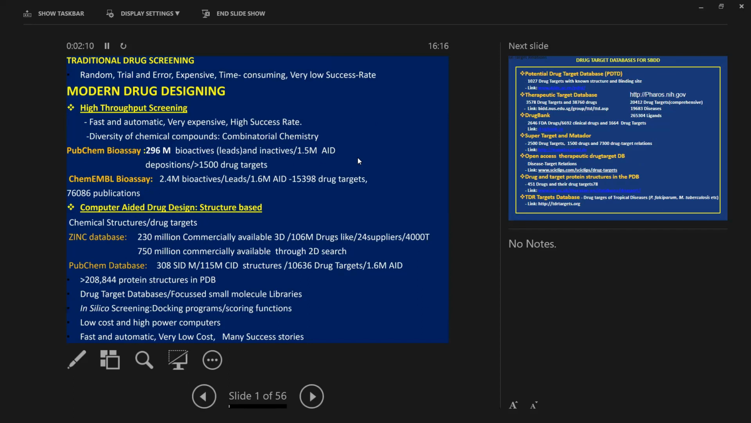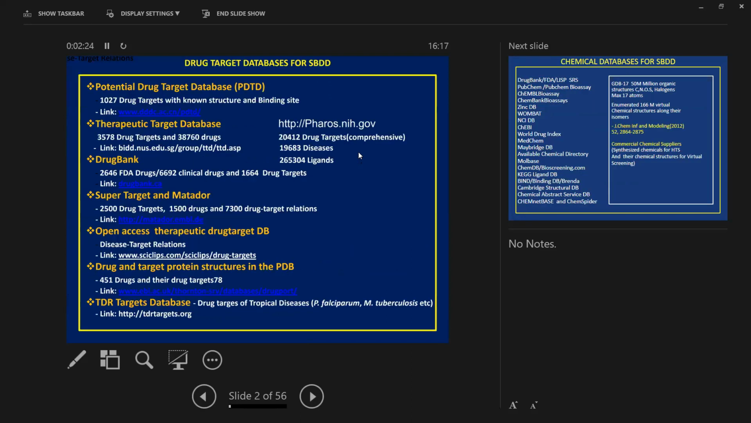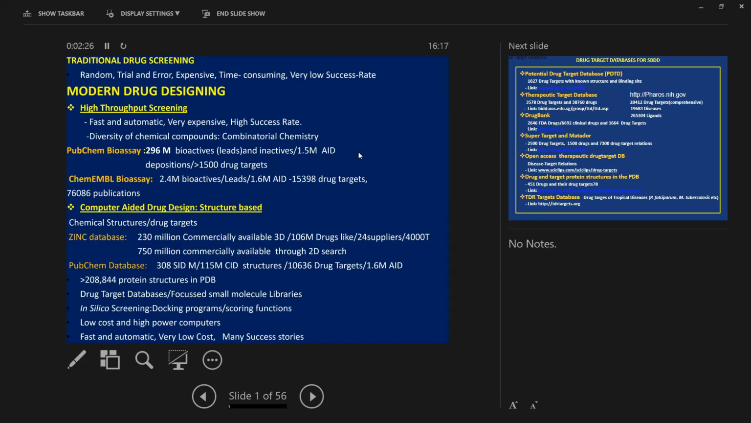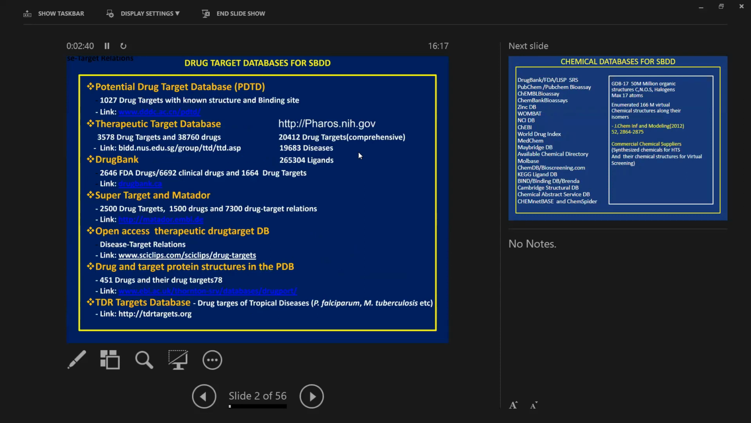So there are many PubChem-based, ZINC-based assays, and many chemical compound libraries available for virtual screening. And there are many target-based database assays. Small molecule libraries are there which you can use for virtual screening. For this purpose, we used only a small computer, an i7 kind of computer, which one can use to do the high-throughput screening. So there are varieties of assays. These are the different drug target databases which one can use.